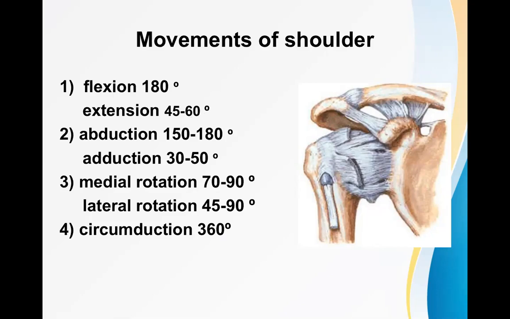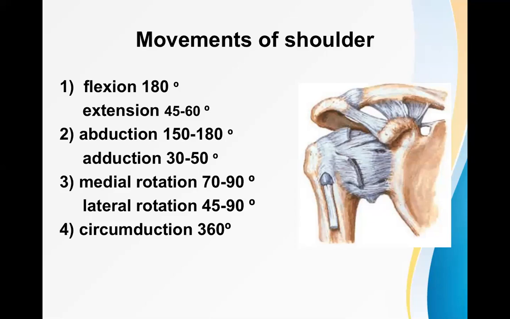I want all my students to please go through some good books in anatomy, and even in orthopedics. Anatomy books would be enough. Those books clearly describe what the flexion movement of the shoulder joint is and what the extension movement is. Flexion movement is towards the anterior side of the body. If we move our shoulder towards the anterior side of the body, this is the flexion movement. Extension is towards the backside.